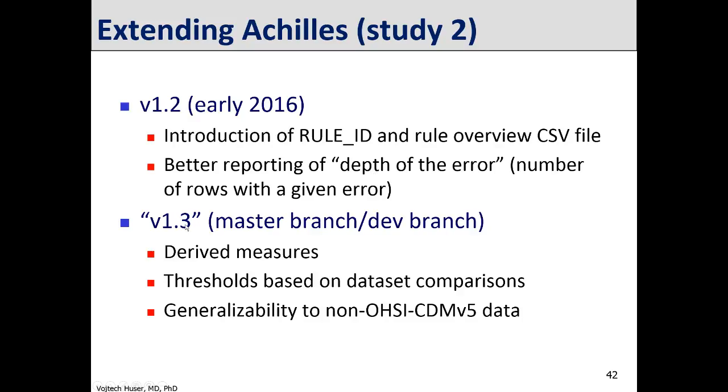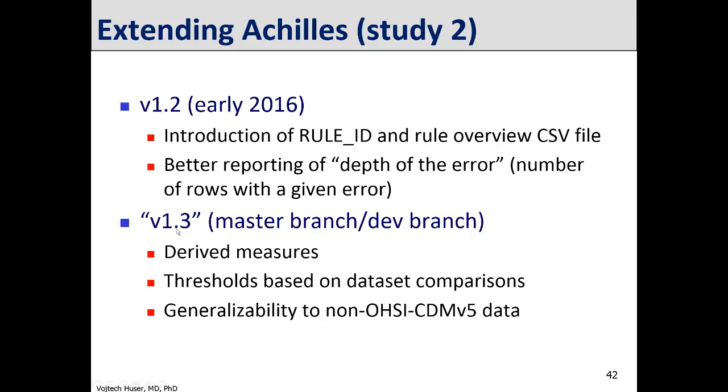And in the emerging version 1.3 of Achilles and Achilles Heel, some of the improvements are already in the master branch. So if you would be installing it from GitHub in R, there's a way to install the most current and recent version of any given package. You would already get some of those measures.